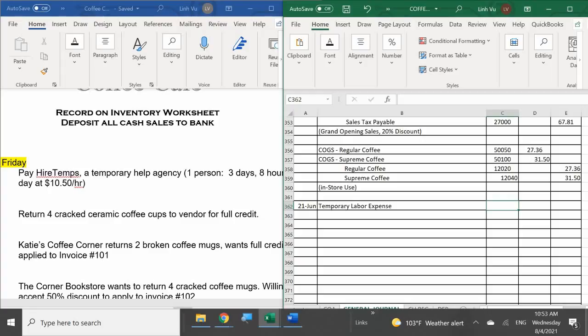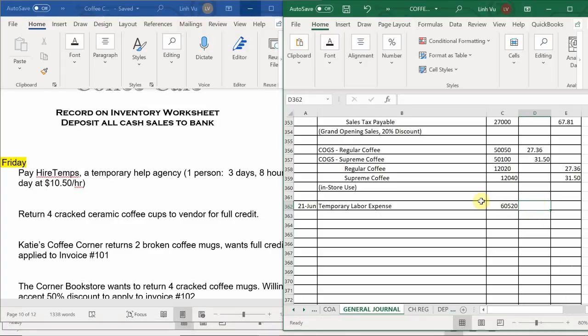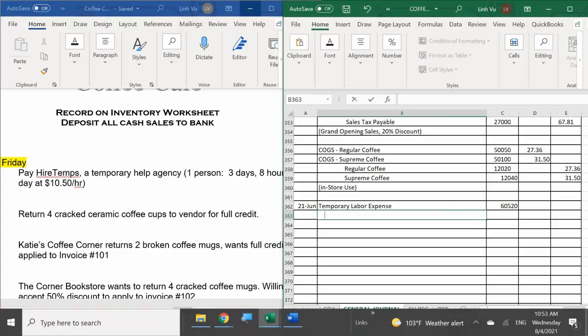Okay, what account number is that? That is 60510. Oh, shoot, I'm sorry, I gave you the wrong one. 60520. And then we're going to credit checking. Good. We're going to write a check because that's usually the best kind of tracking for a business.